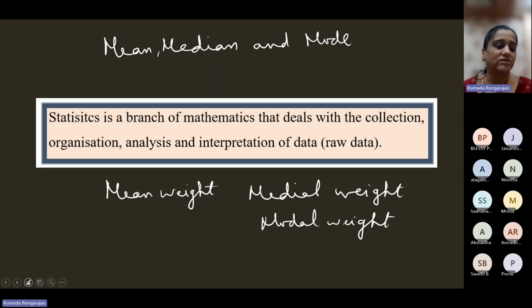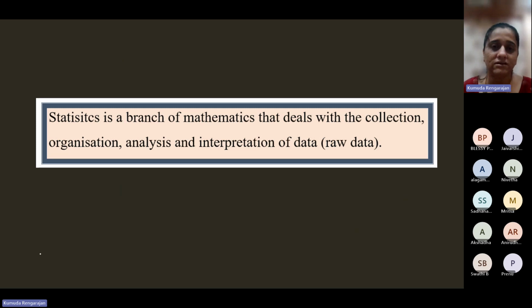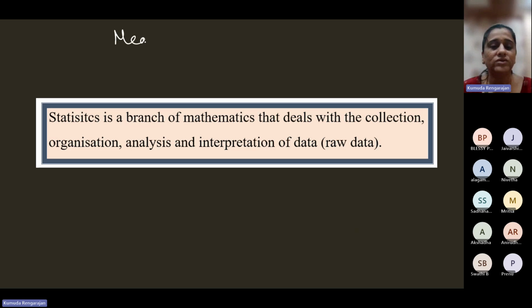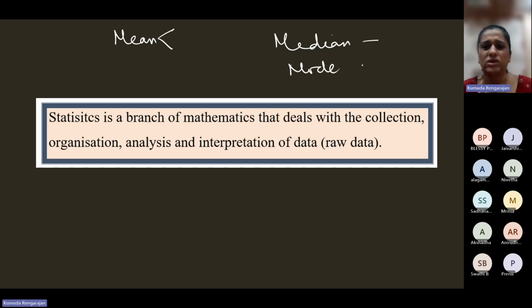So this is what statistics is all about: collecting data, organizing the data collected using frequency distributions, analyzing the data using mean, median, or mode, and based on the value obtained, interpreting the data or giving conclusions. And in standard 10, we will learn how to find mean using 2 methods, median and mode using only 1 method.